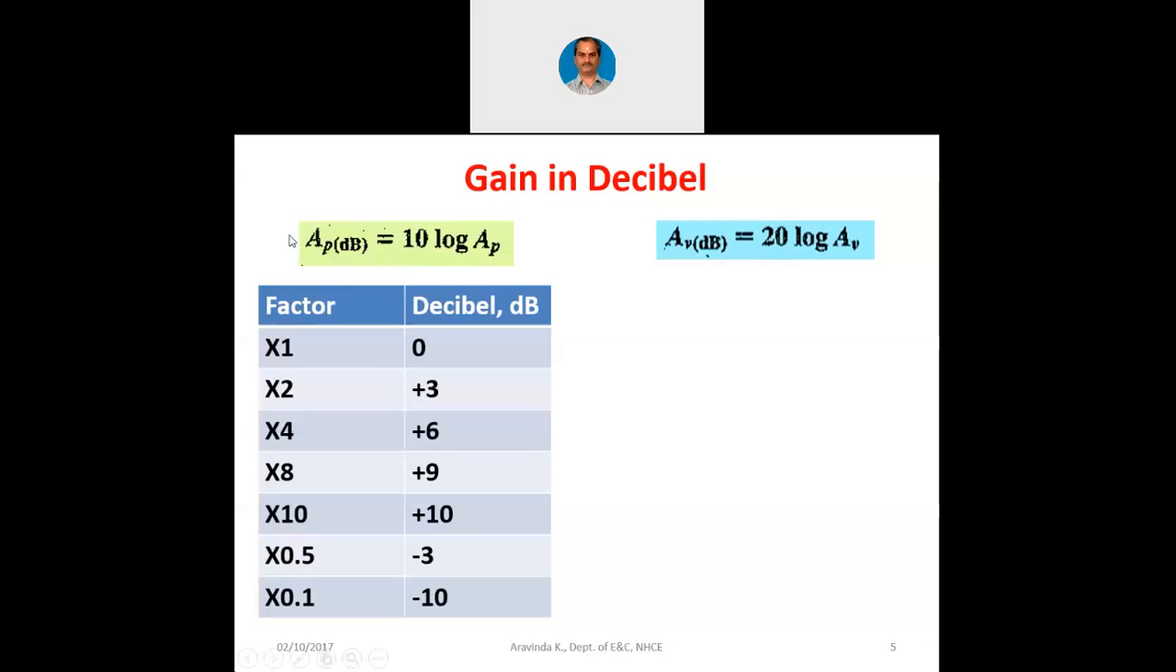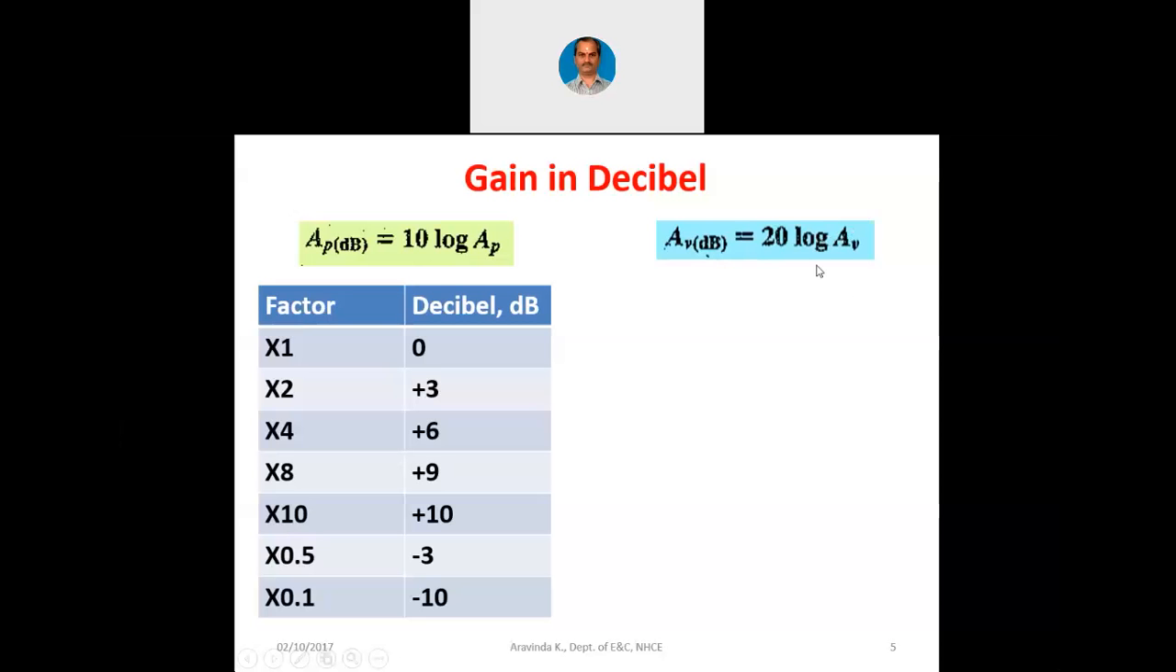Why? Because power is equal to voltage into current. So, even AI dB also can be 20 log of AI. It is not just that only the voltage gain will be having 20 log of V0 by VI, isn't it? Similarly, we can have current gain also 20 log of I0 by II.